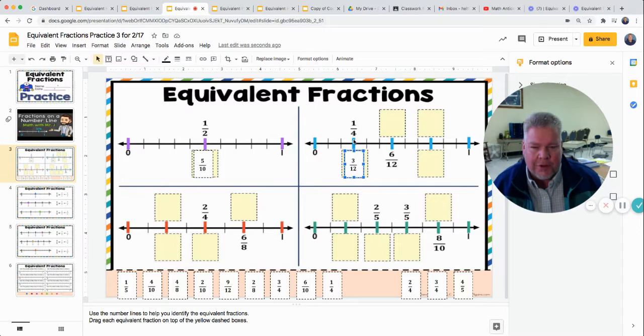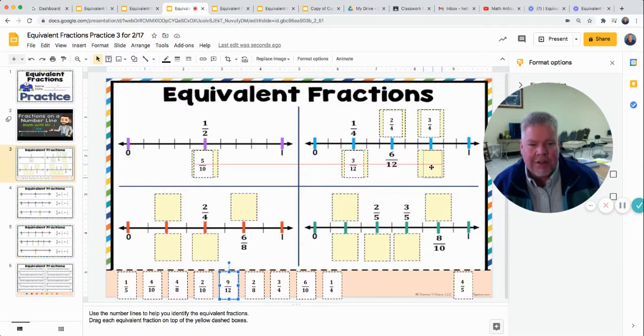So here's 1/4. What would this be? 2/4. There we go. 2/4. If this is 1/4, 2/4, what's this going to be? That's going to be 3/4. So fourths are on the top, 12ths are on the bottom. 3/12, 4/12, 5/12, 6/12, 7/12, 8/12, 9/12. There it is. All right, so 3/4 and 9/12, they're equivalent. 6/12 and 2/4 are equivalent. 1/4 and 3/12 are equivalent.